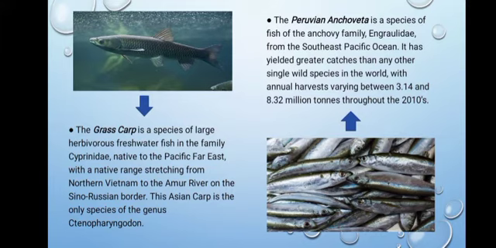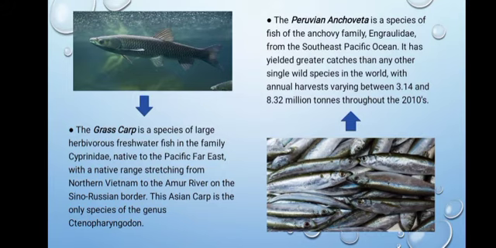The Peruvian anchoveta is a species of fish of the anchovy family, Engraulidae, from the Southeast Pacific Ocean. It has yielded greater catches than any other single wild species in the world, with annual harvests varying between 3.4 and 8.32 million tons throughout the 2010s.